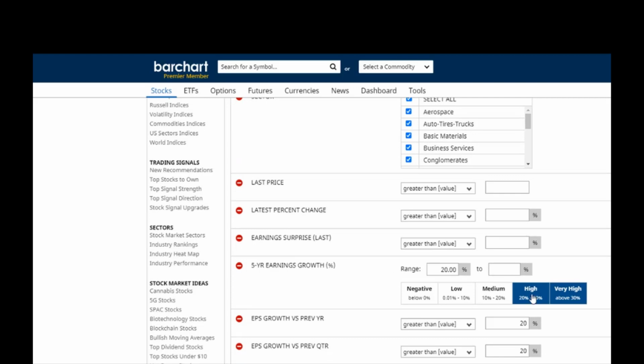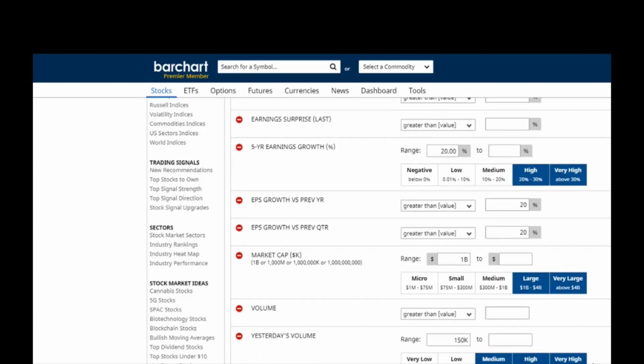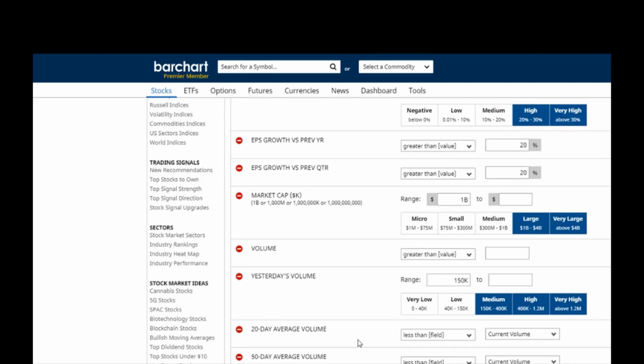Earnings growth high, 20 to 30%, and versus previous year and quarter 20% as well. They're just arbitrary. Just to bring up an example here, market cap, I'm looking for large, very large stocks. Volume, I'm filtering on volume. I want it to be medium high volume companies, and also I want the average volume to be less than today's latest volume, because I'm also looking for those spikes in the volume that Darvas was looking for.